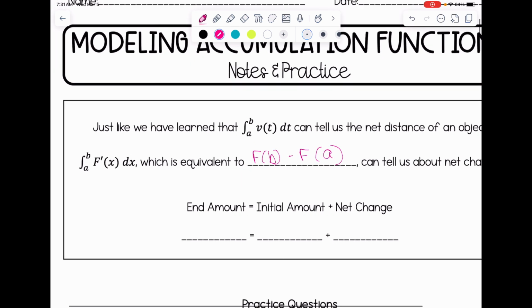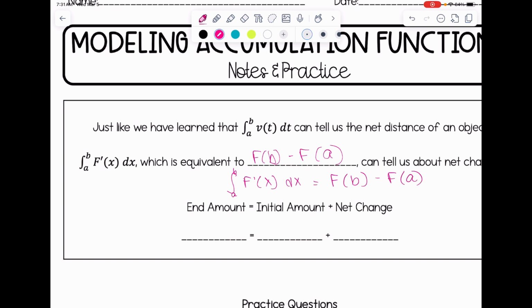So I'm just going to write that out as an equation here. Basically, the definite integral from a to b of f prime of x dx is equal to f of b minus f of a, according to the fundamental theorem of calculus.